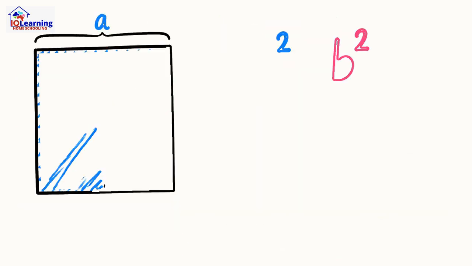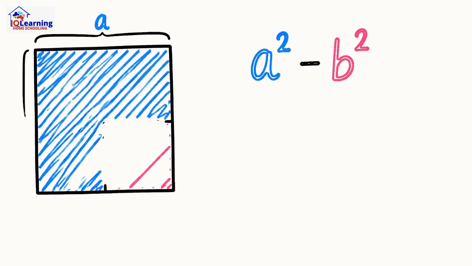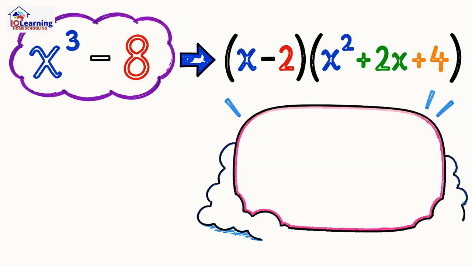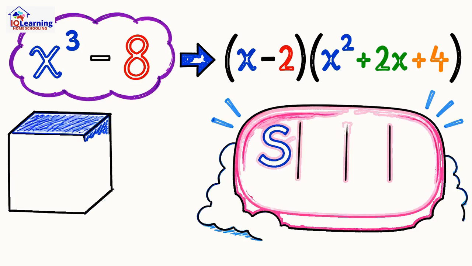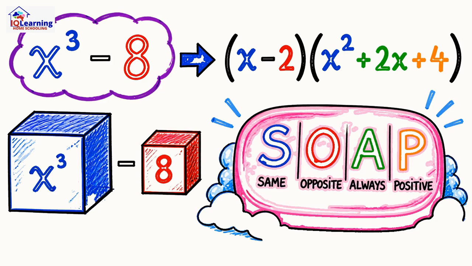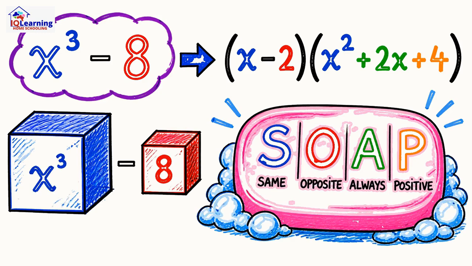Once you've grouped, your detective work isn't over. You need to scan for special patterns. You're already a master of the difference of 2 squares, but what about cubes? For expressions like x cubed minus 8, you need the difference of cubes formula. To remember the signs, use the mnemonic SOAP. Same, opposite, always positive. It works every time.